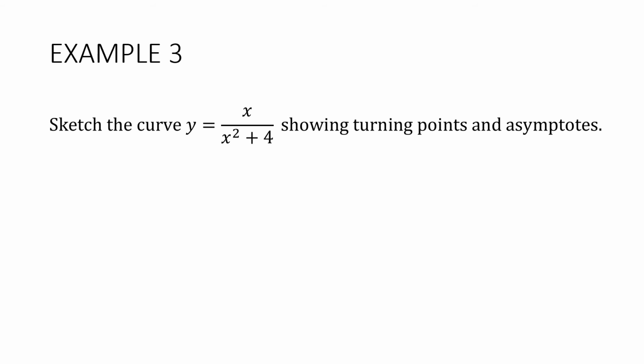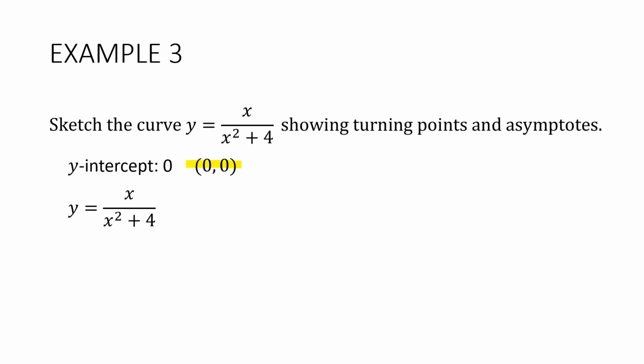Example 3. Sketch the curve y equals x over x squared plus 4, showing turning points and asymptotes. So start, as always, finding the y-intercept. Substitute in x is equal to 0. Gives us 0 over 4, which is 0. Now if we go and try and find the x-intercept by substituting in y equals 0, we're going to end up with exactly the same point, x equals 0. So we can leave that.